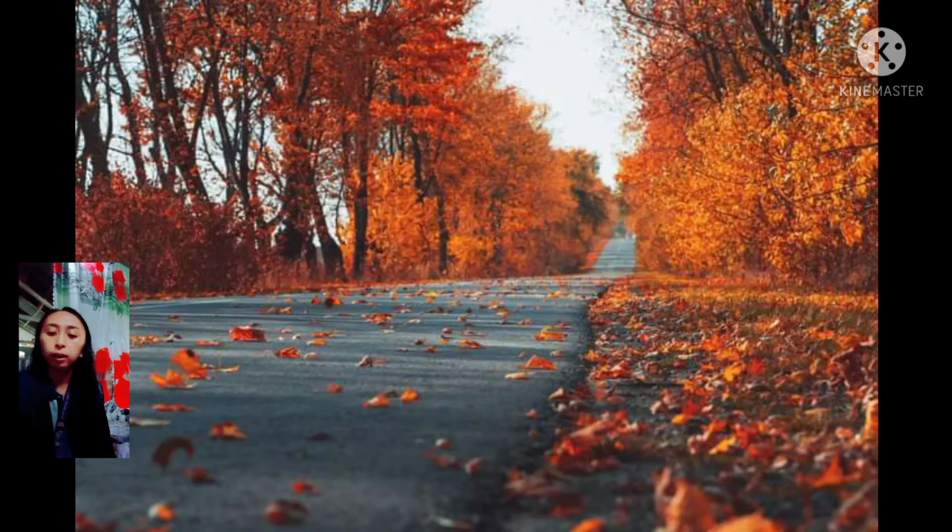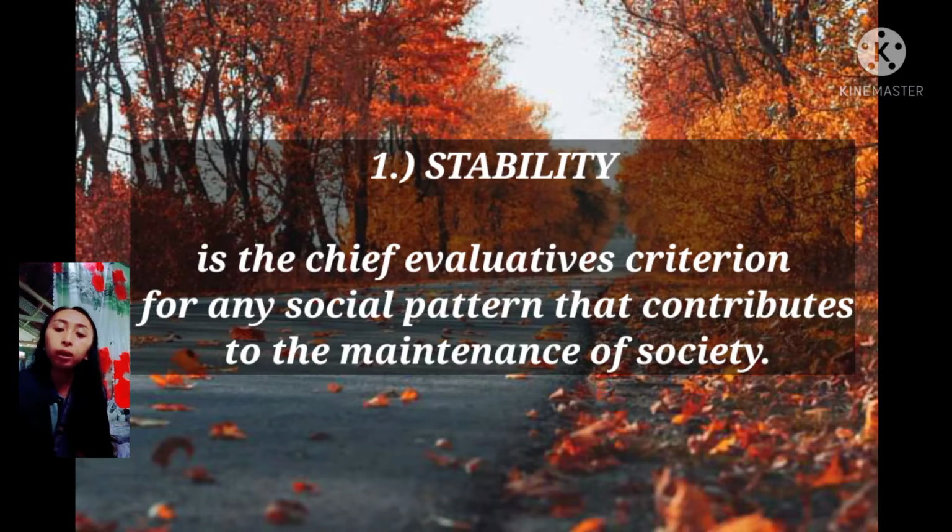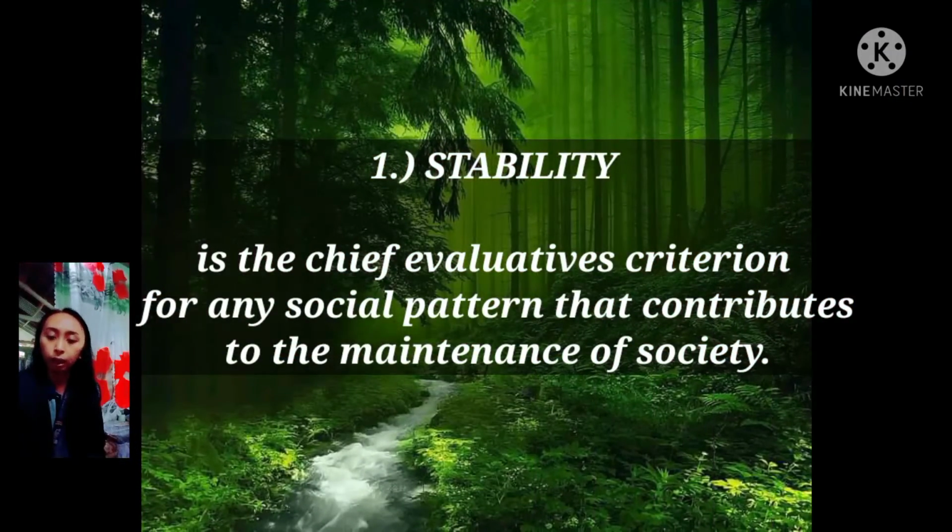The first one is stability. Stability is the chief evaluative criterion for any social pattern that contributes to the maintenance of our society. Functionalist theory focuses on the stability of an organization, on how stable an organization is, and how it functions as part of the society.